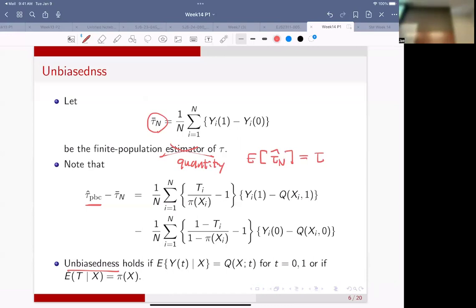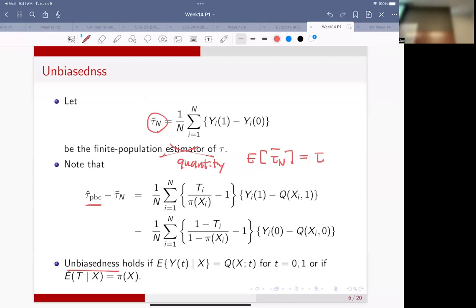When we say this equality, we don't use any model. It's just the sample mean being equal to the population mean, which is true. If a random variable has a finite first moment, then the sample mean will be unbiased for the population mean. That's it. No model.